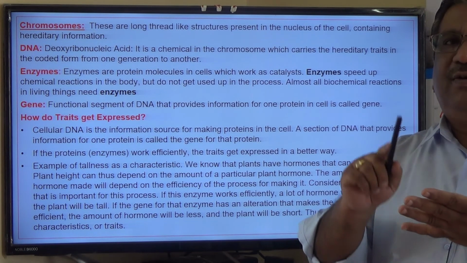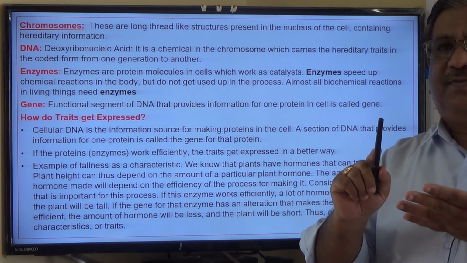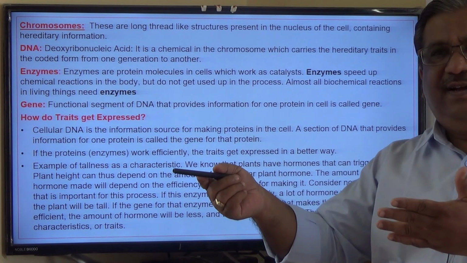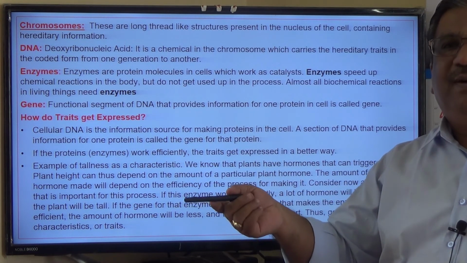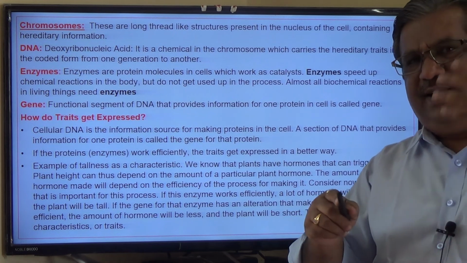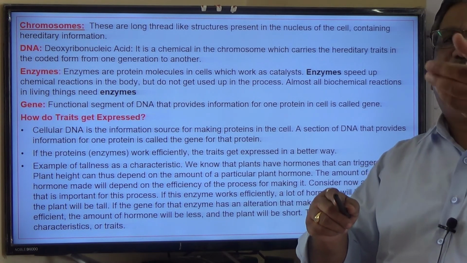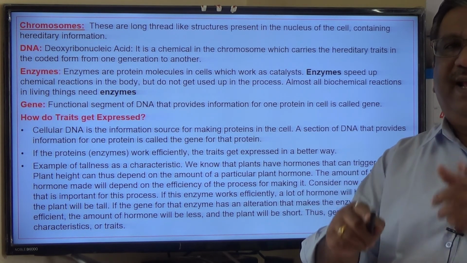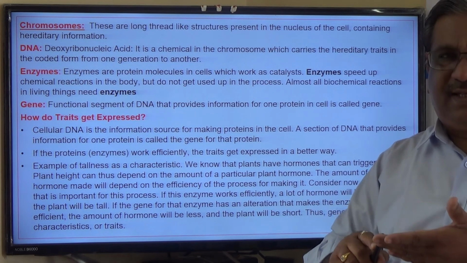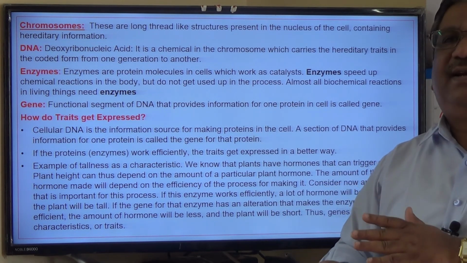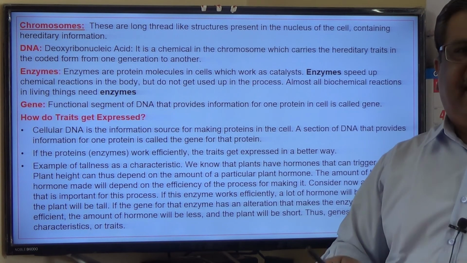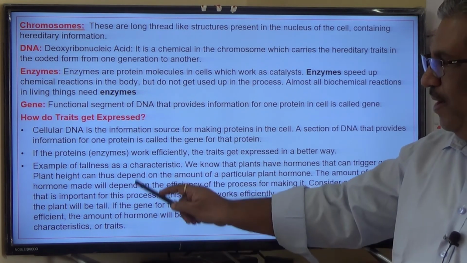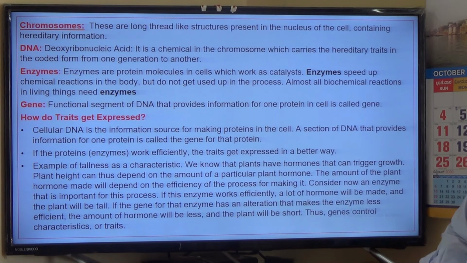The gene contains the information source for enzymes. If the gene is such that the enzyme works efficiently, then there is more secretion of the hormone and the plant is taller. If the information in the gene makes the enzyme work less efficiently, then due to lack of efficiency, less hormone is secreted and the plant becomes shorter. So indirectly, the gene is responsible for controlling the traits. This paragraph is taken from the textbook, so make sure you know all these things and make a note of all these points.